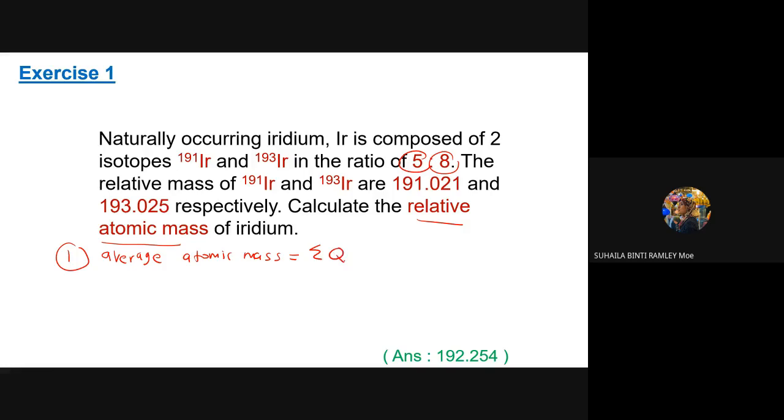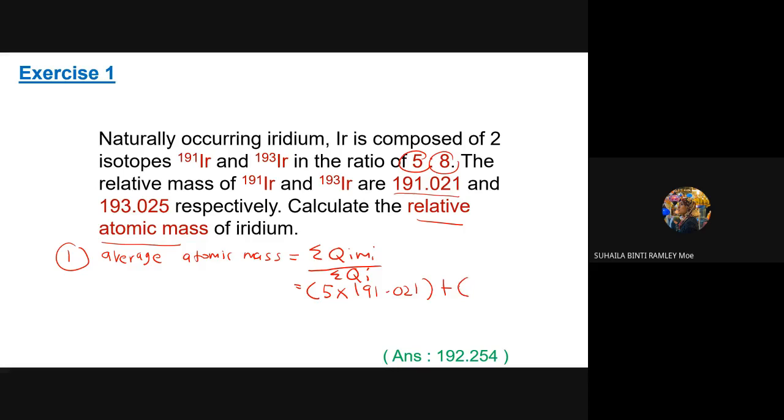Sigma QM over sigma Q. Yes. Q refers to quantity. Quantity is whether in ratio or in percentage. But here we are given in ratio. So 5 for iridium 191. So 5 quantity times M. M is mass for iridium 191. We are given 191.5021.